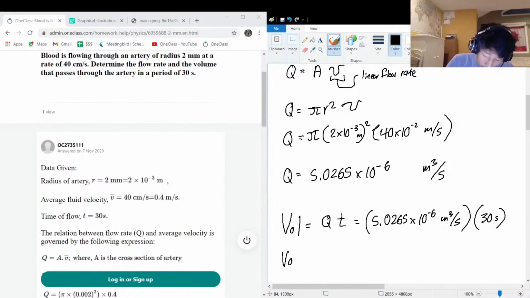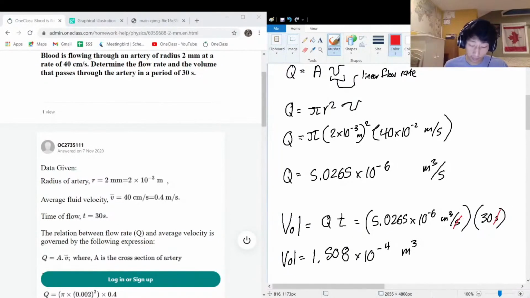Our total volume is 1.508. I'm rounding up because it's actually 1.5079, but I'm going to round up to 1.508, multiplied by 10 to the negative 4 cubic meters, actually not per seconds anymore, because the seconds down here and the seconds up here neutralize each other, so it's just cubic meters.